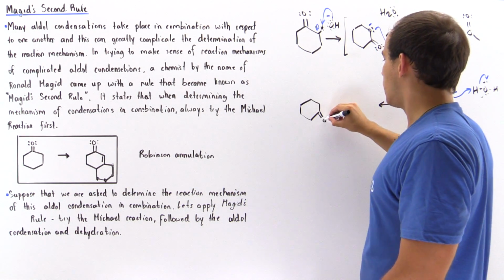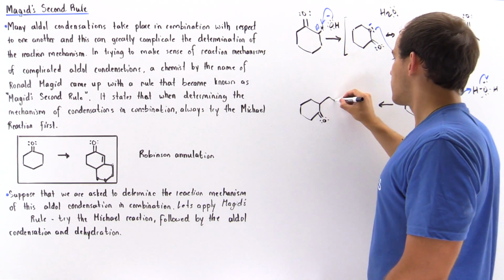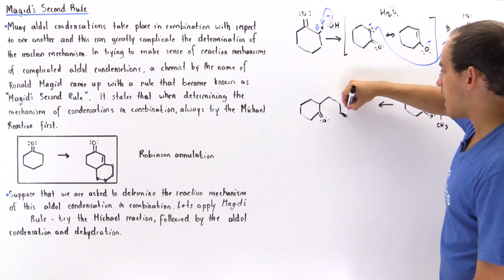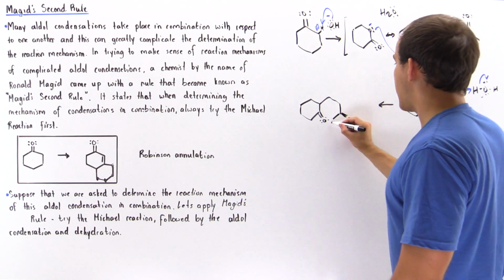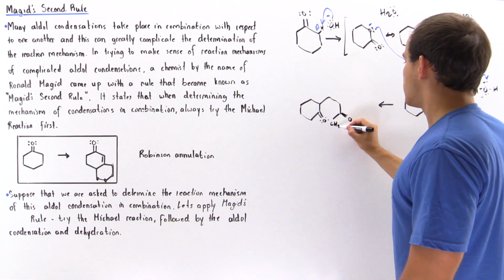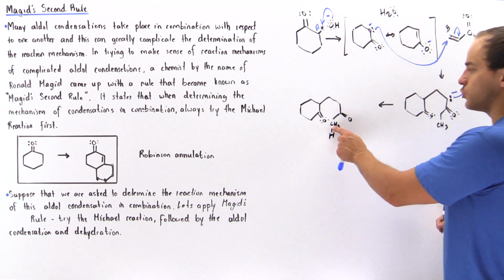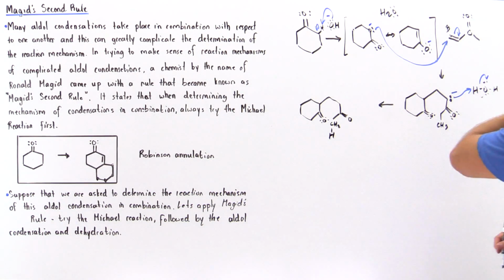So we have our double bond between the carbon and oxygen. We have this molecule here that now has been protonated. We have our double bond here, and we have this CH3 group here. So we have 2 H atoms and 1 H atom here.